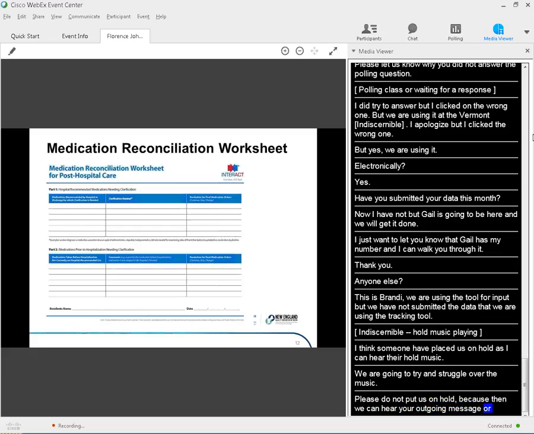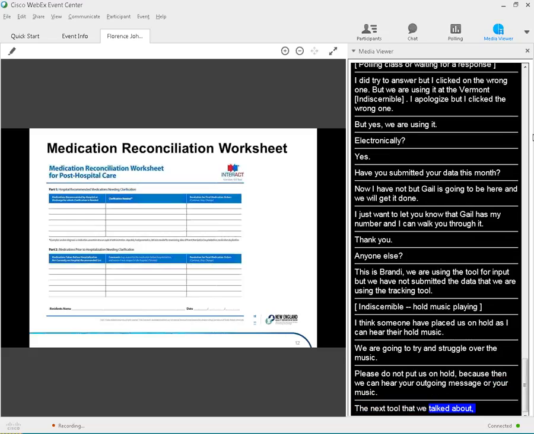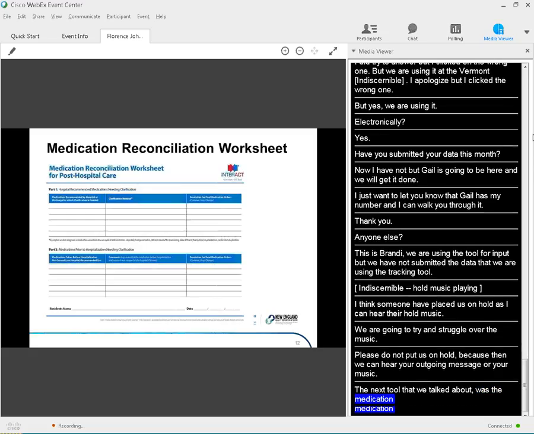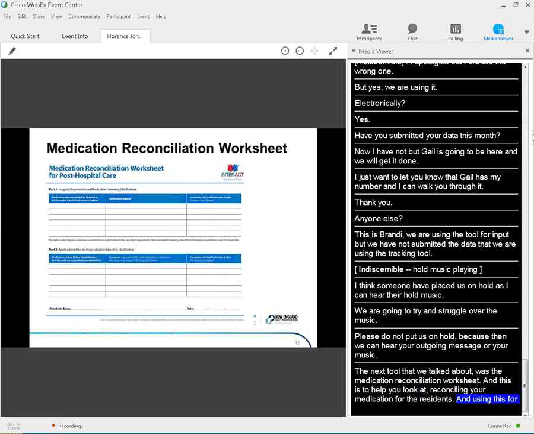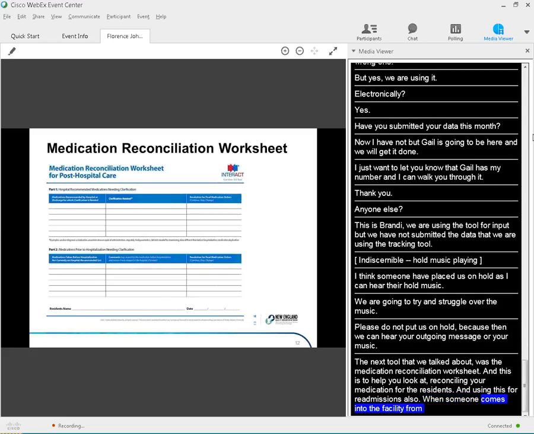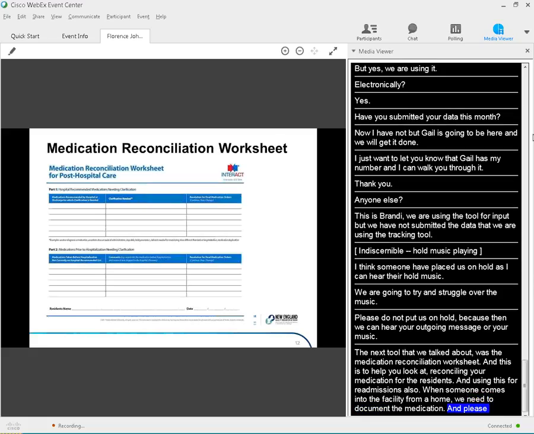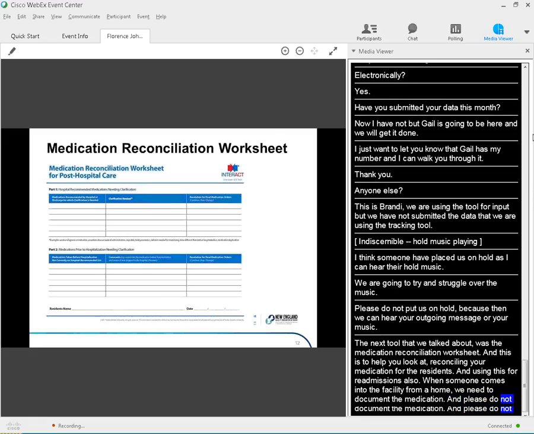So the next tool that we talked about was the medication reconciliation worksheet. This is just a form to help you look at reconciling your medications, either on admission, initial admission, whether it's from home or the hospital, and then using it with any readmissions also. When you're getting someone in from home, it's important to have them actually carry their medications in and not necessarily bring a list that they're working off of, because we know that most of the time a list is not as accurate as actually seeing the pill bottles. Sometimes they have a list that's about 2 years old, and we know that things change often.